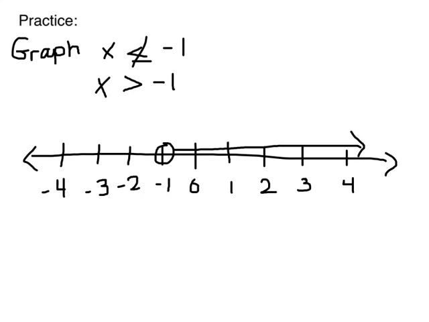Alright, so here are your practice problems, and it says graph x is not less than or equal to negative 1. If it is not less than or equal to, the only other choice is x is greater than negative 1. It is not equal to, so it does not include negative 1. It starts there but does not include it. So we put an open circle and then the arrow going right because it's everything greater than that.